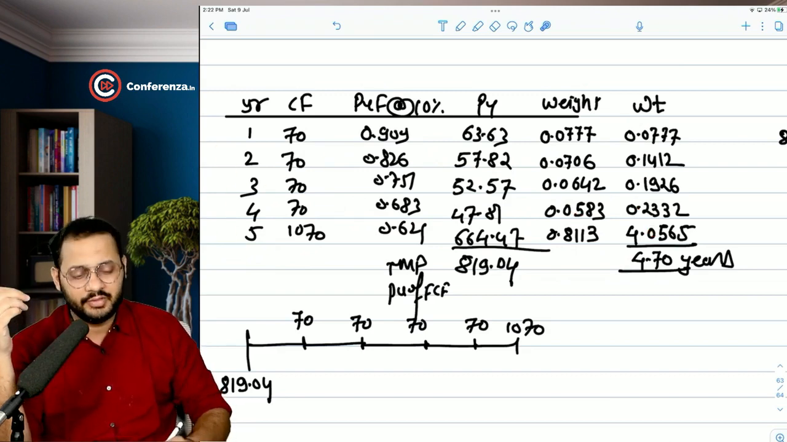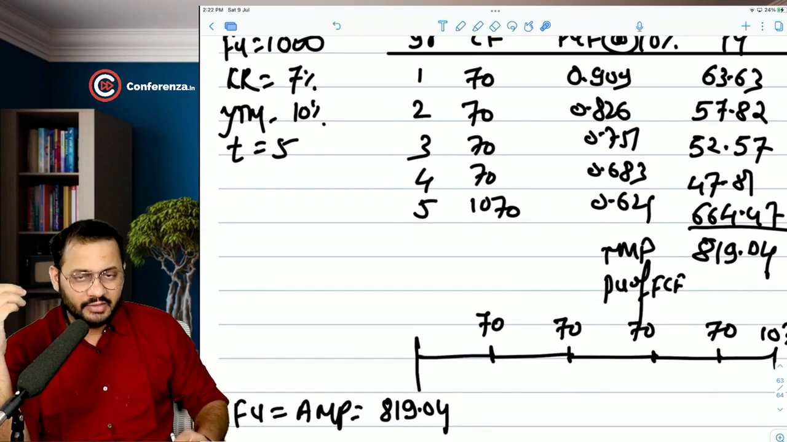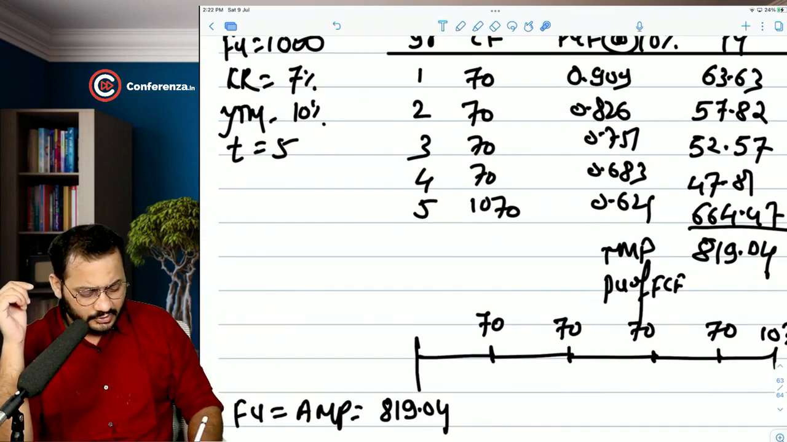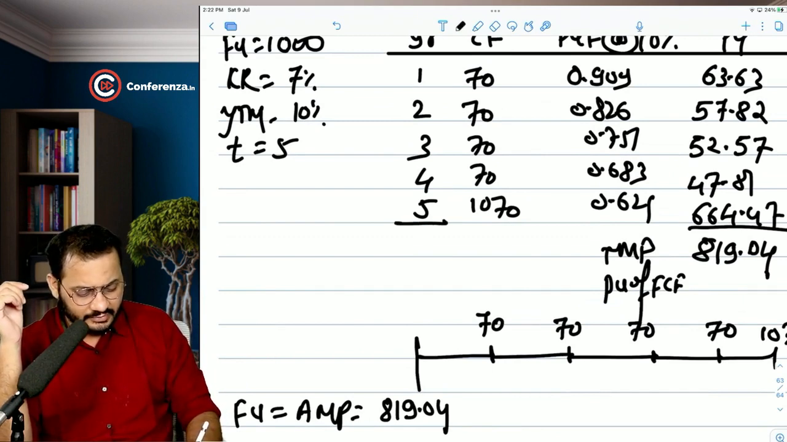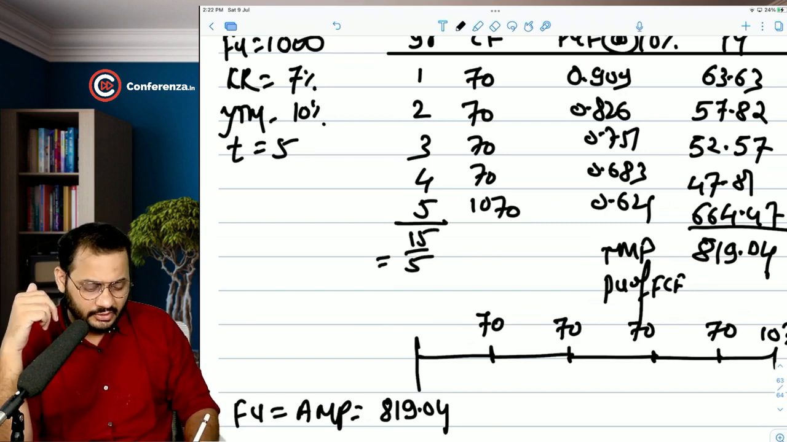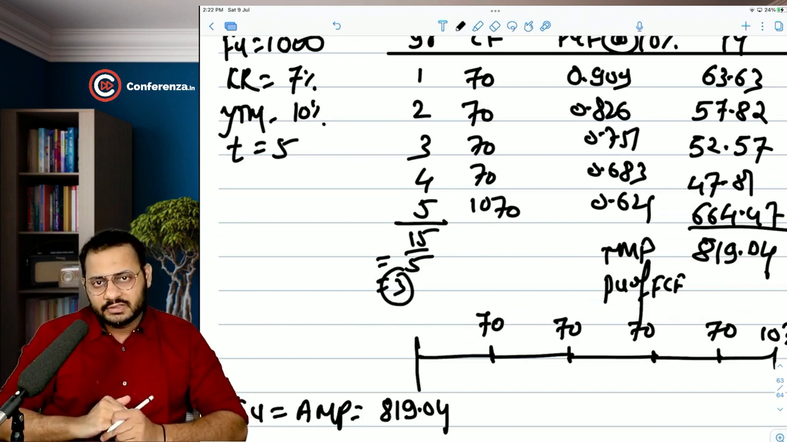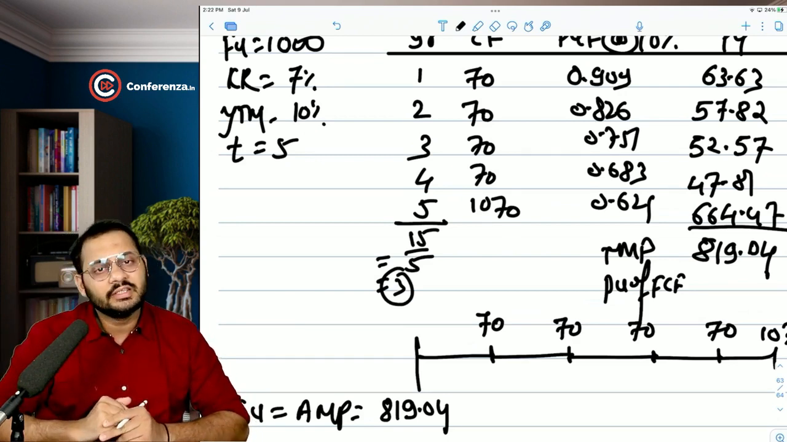It's not a simple average. See, if you want to do the simple average, what are you going to do? You are going to take 1, 2, 3, which is 6, and 4, 10, plus 5, 15, divided by 5, because 5 years are there in total. So that will come to 3 years. That is the simple average of all the years.